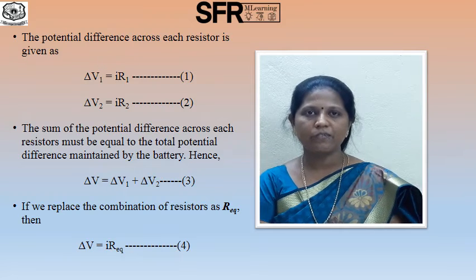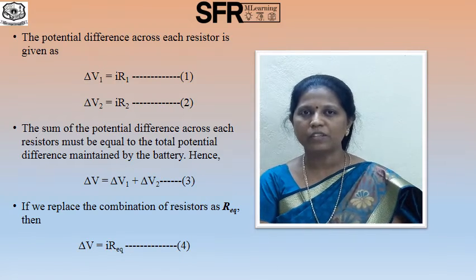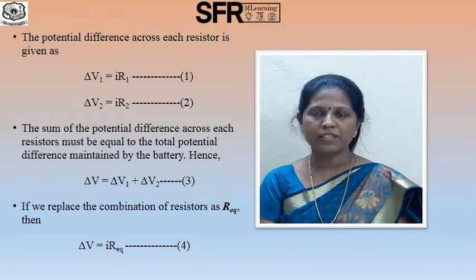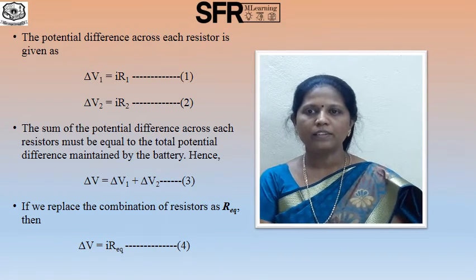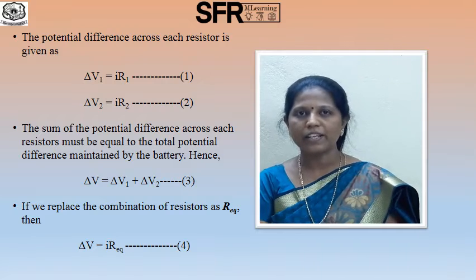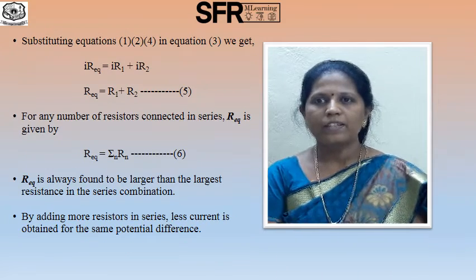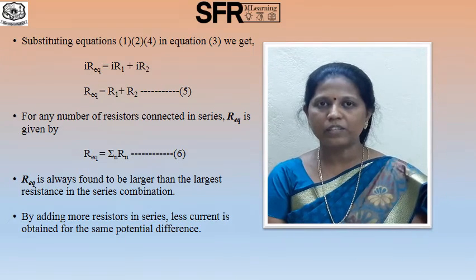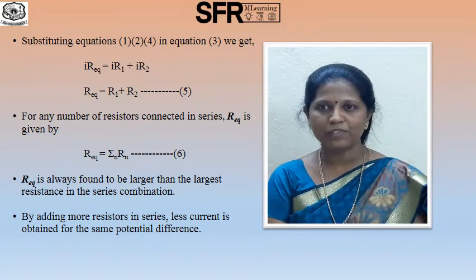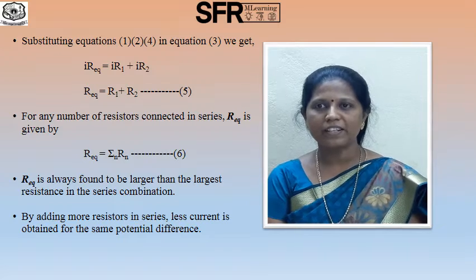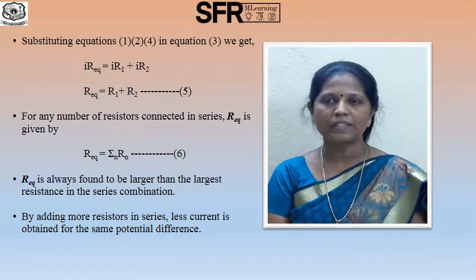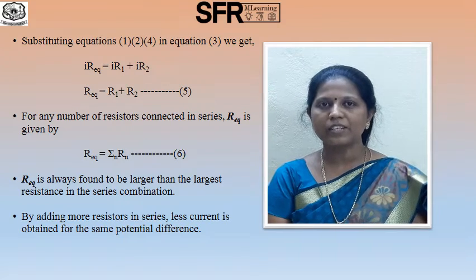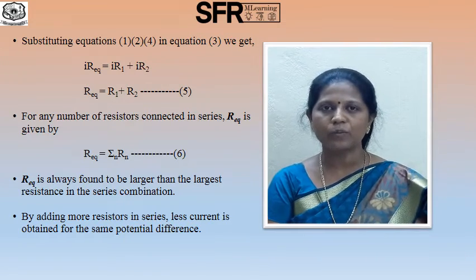Hence, ΔV should be equal to ΔV1 plus ΔV2. So if we replace the combination of resistors with Req, then ΔV is equal to I Req. Substituting the values of ΔV, ΔV1 and ΔV2, we obtain I Req equal to IR1 plus IR2. So the total equivalent resistance is given as the sum of the resistances R1 and R2.